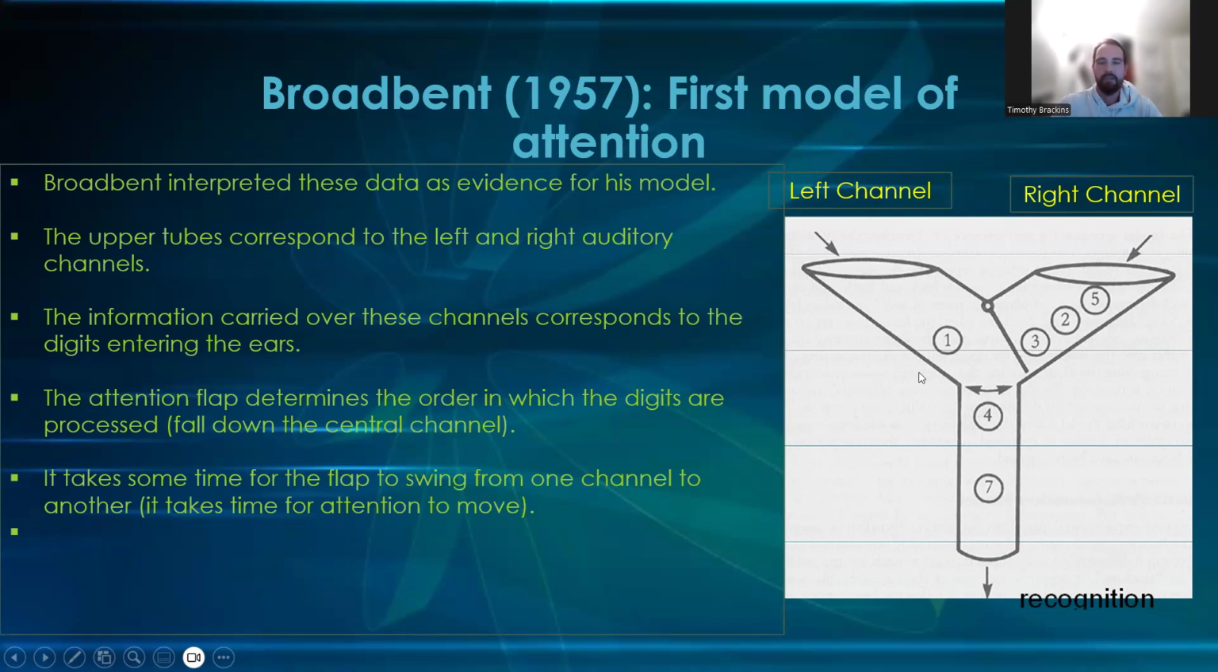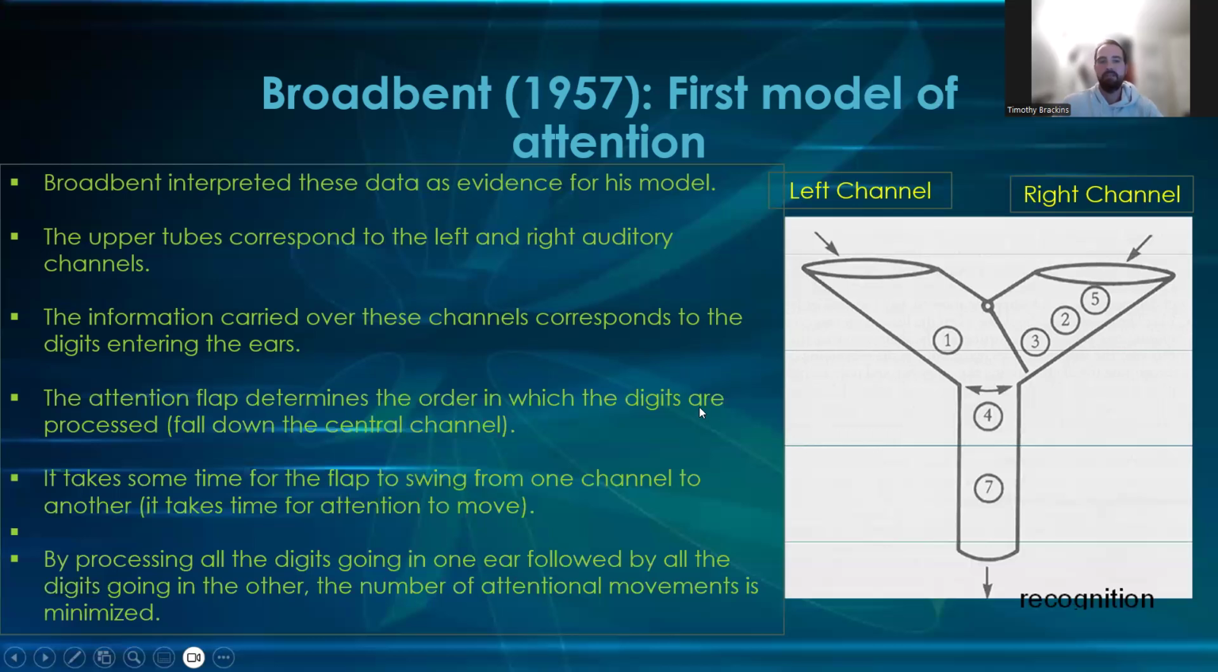And what's happening is that this attentional flap is essentially swinging from one ear to the other one, and it takes some time for this to happen. So you're selectively attending this ear, then it swings over, and it's selectively attending this ear, and then back and forth. And by processing all the digits going in one ear, and then followed by the digits going in the other ear, you're limiting the number of attentional units. So you're using your attention in a methodical and productive way. So he thought this to be evidence for his theory that they saw this sequential process.